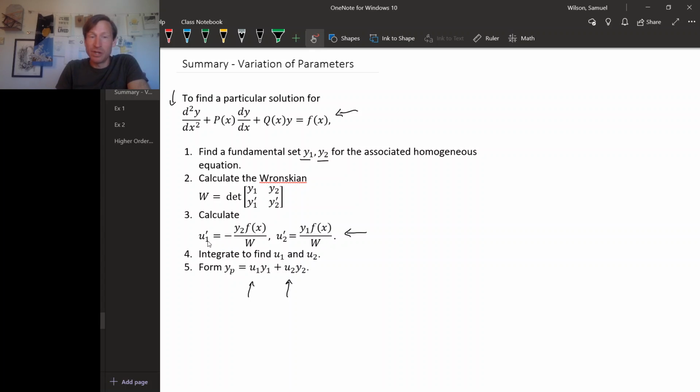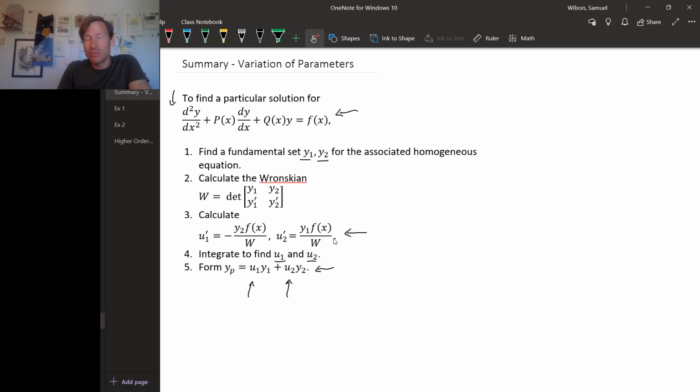Okay, once we know u1 prime and u2 prime, of course, we can integrate them both to find u1 and u2. And once we know u1 and u2, we can form our particular solution just by taking u1 times y1 plus u2 times y2.